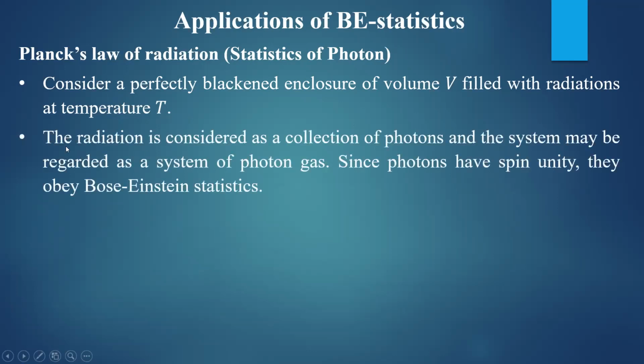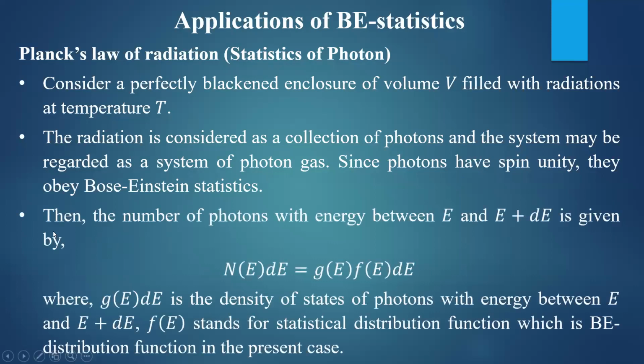Now the radiation is considered as a collection of photons, and the system may be regarded as a system of photon gas. This enclosure consists of radiations, and these radiations act like a photon gas. So photons are moving randomly, just like gas molecules. These photons have unit spin. They have spin unity, and therefore they obey Bose-Einstein statistics. You can apply Bose-Einstein statistics to these photons. Let us apply this Bose-Einstein statistics to the photons.